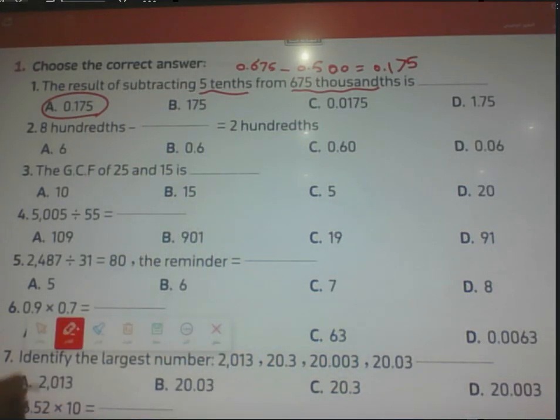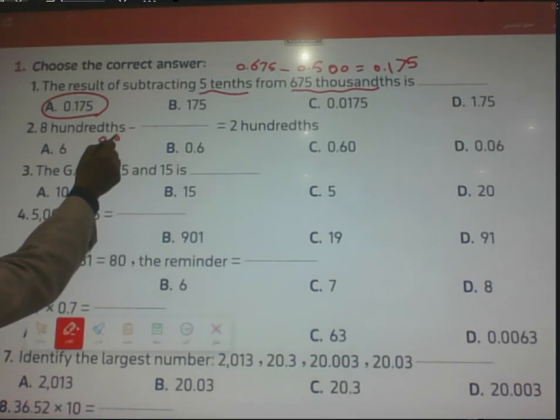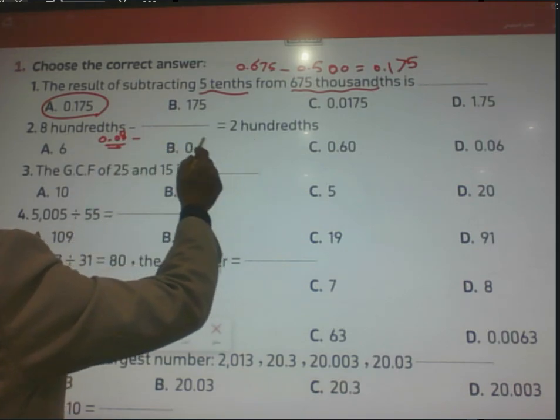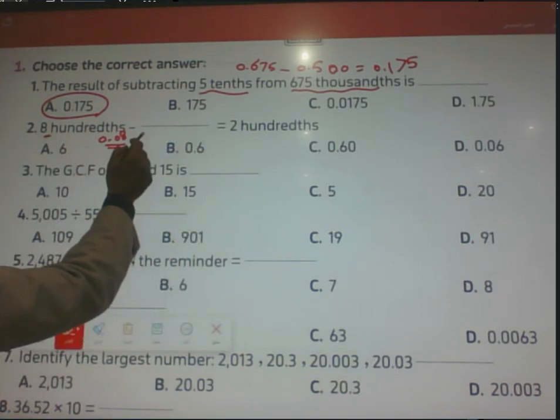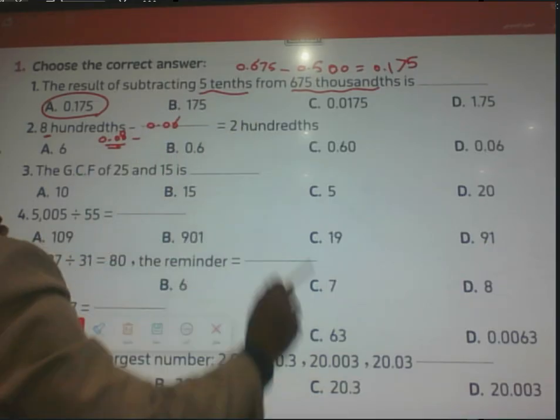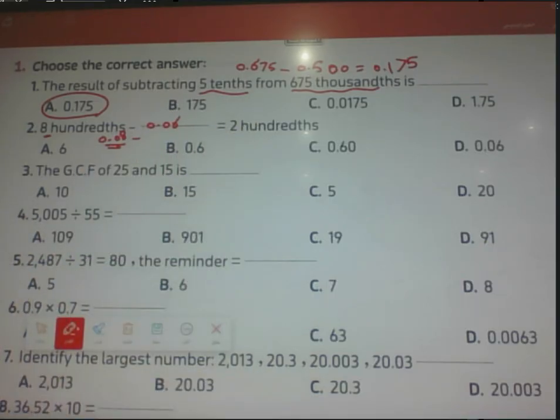The difference between two numbers: 8 hundredths subtract by what? Equal 2 hundredths. Here, this is hundredths. 8 hundredths subtract by 6 hundredths, because 8 minus 6 equals 2, then the result will be 6 hundredths.